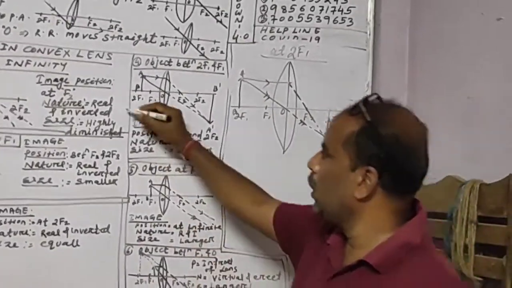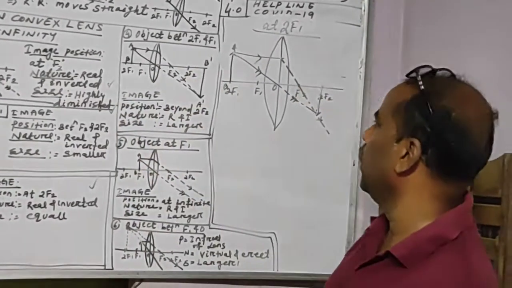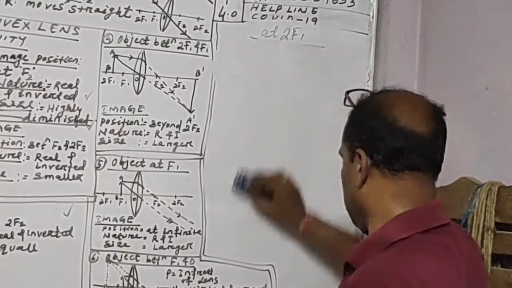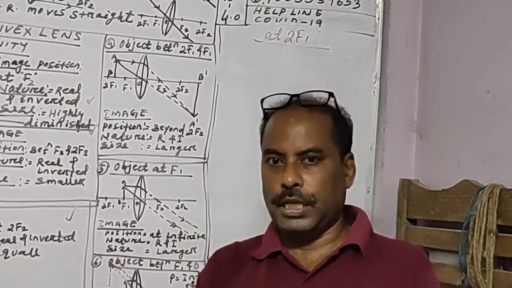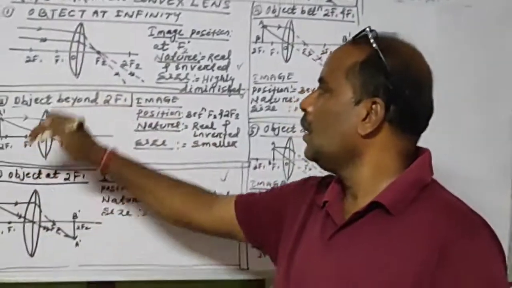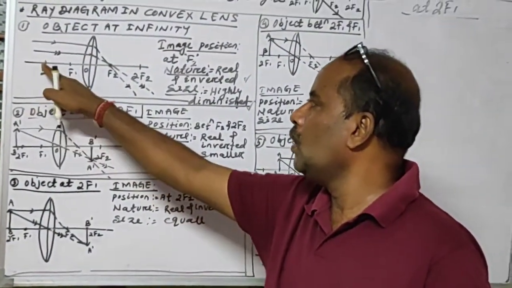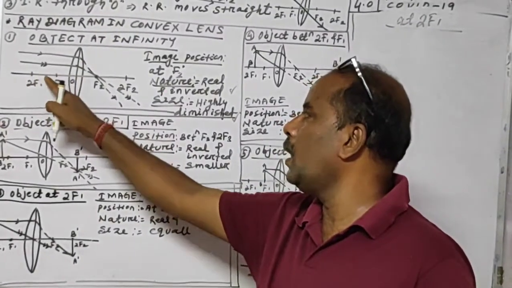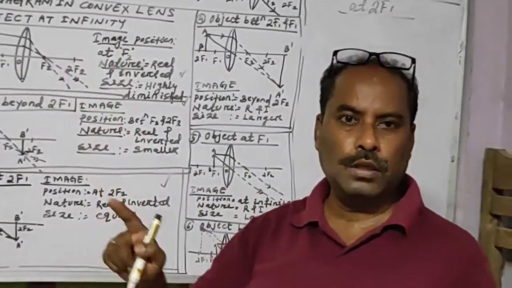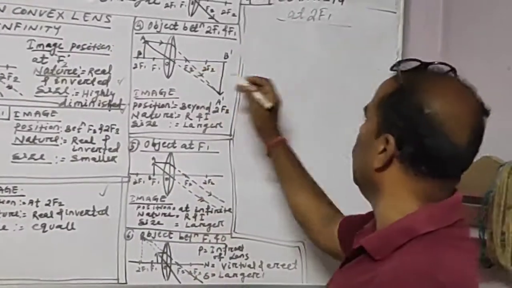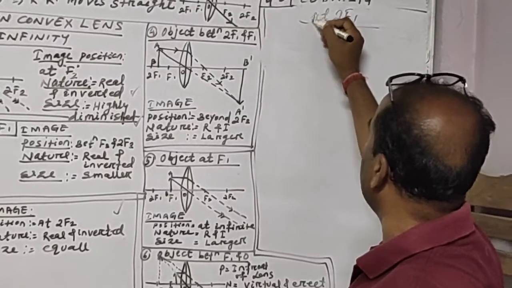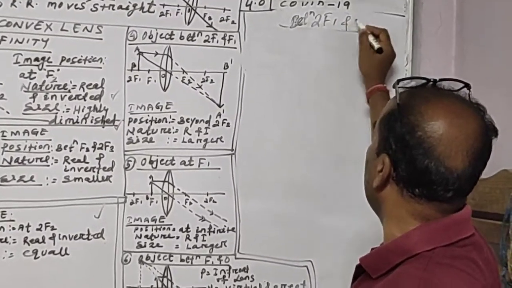Clear now? So that is complete. Now the fourth one. What is the fourth one? Object between 2f1 and f1. Because we are moving the object from infinity towards the lens. So according to our points, first infinity, then beyond 2f1, then 2f1, then between 2f1 and f1, then f1, then between f1 and O. In this way we are moving. So now this fourth one is the object between 2f1 and f1.